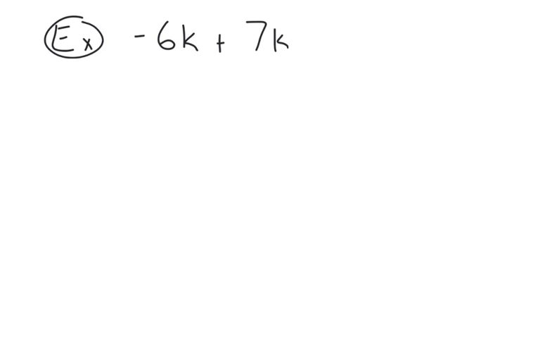In our next example, we want to simplify this expression, negative 6k plus 7k. The first thing you want to do is identify like terms. So we want to look for terms which have the same variables as well as the same exponents. Over here, we have k to the power of 1. Remember, the exponent 1 is not written in usually. And over here, we have k to the power of 1. Therefore, because these terms have the same variables with the same exponents, these would be both considered like terms.